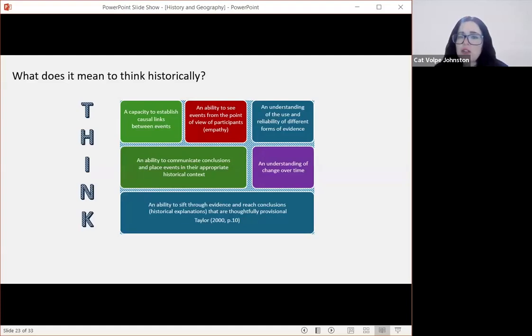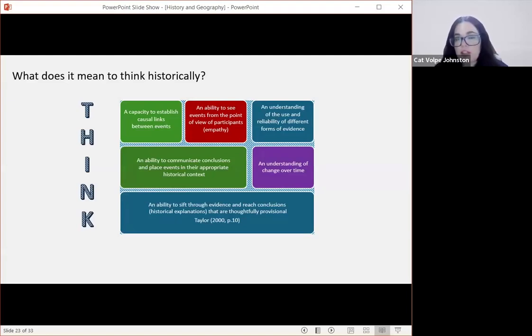An understanding of the use and reliability of different forms of evidence. Students do this in history. They look at evidence and make decisions about what the evidence is telling us and how reliable a source might be. An ability to communicate conclusions and place events in their appropriate historical context. An understanding of change over time. An ability to sift through evidence and reach conclusions, historical explanations that are thoughtfully provisional.